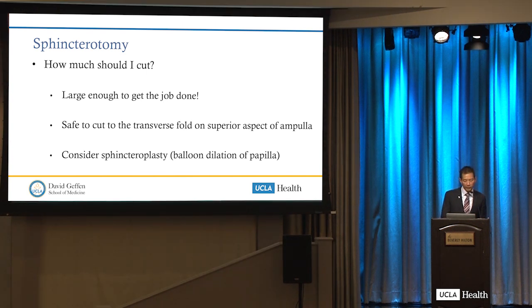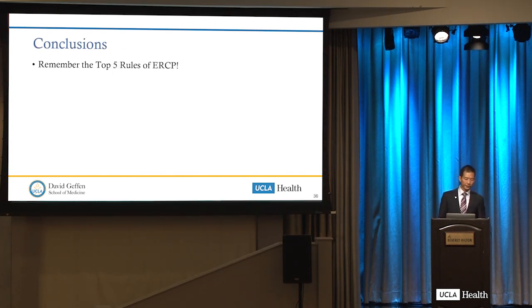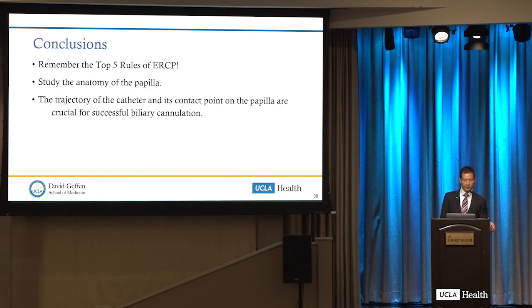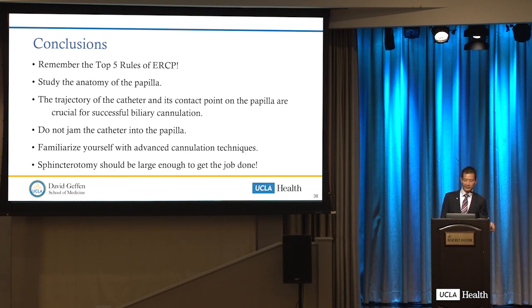So conclusions, remember the top 5 rules of ERCP. Know your patient, know your tools and techniques, prevent pancreatitis, persistence versus insanity, and know when to stop. Study the anatomy of the papilla. Understand the trajectory of the catheter and its contact point on the papilla are crucial for successful biliary cannulation. Do not jam the catheter into the papilla. Familiarize yourself with advanced cannulation techniques, and sphincterotomy should be large enough to get the job done.